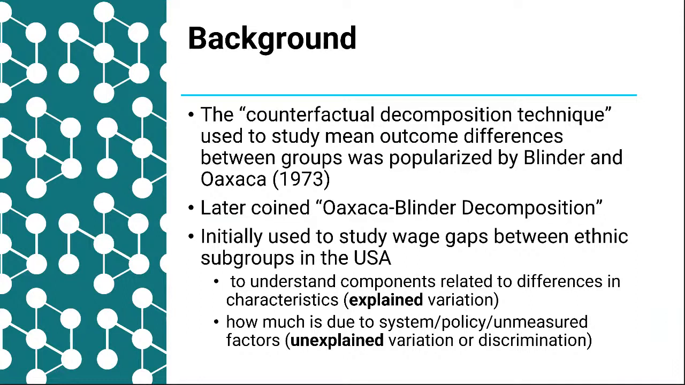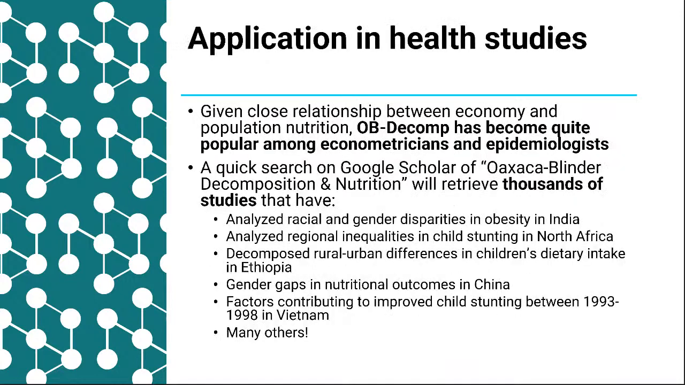The general way of applying this method is to take the differences between 2 groups and break them down into what is explainable, in terms of measured covariates or measured factors between the 2 groups, and then what is left unexplained. This can be applied to 2 groups, for instance, the way it was initially used to look at ethnic subgroups in the USA and understand the differences in wage between them, or it can be used to look at differences over time, which is the way that we've implemented it in the Exemplars work.